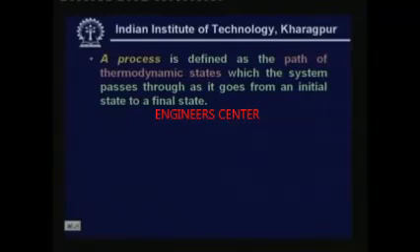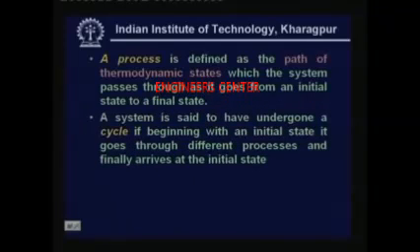Now, let us define a process. A process is defined as the path of thermodynamic states which the system passes through as it goes from an initial state to a final state. And a cycle: a system is said to have undergone a cycle if, beginning with an initial state, it goes through different processes and finally arrives at the initial state. That means the initial state and final state will be the same. Such a process is called a cycle.